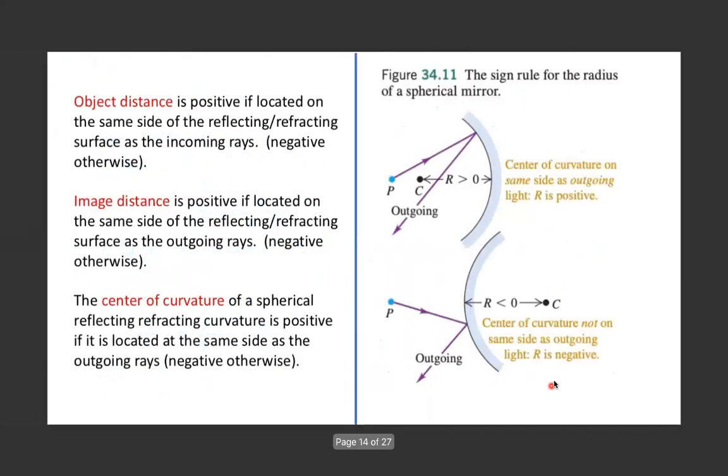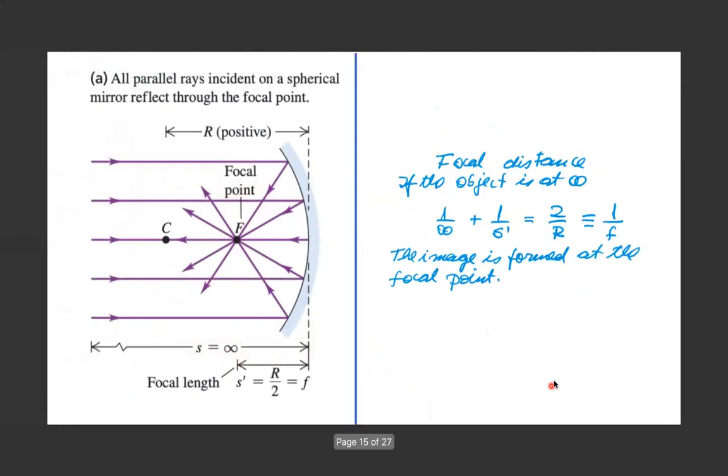This is the interesting part. I don't have to do the deduction all over again. This is an interesting aspect. When parallel rays are incident on a spherical mirror, the reflection goes through the focal point.